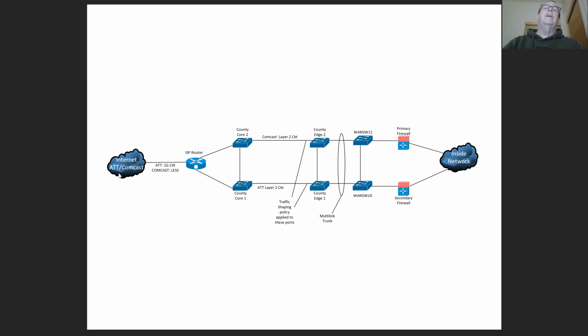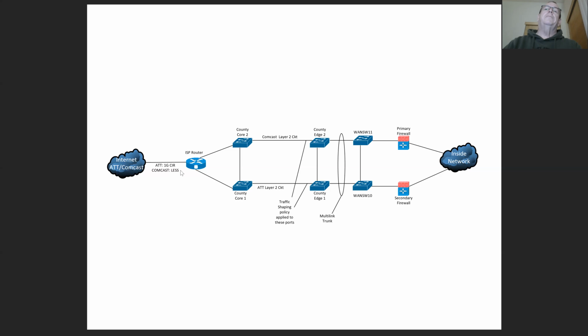So you see we have two connections here. I mean, we have two internet providers listed. We do have two internet providers, AT&T and Comcast. AT&T gives us a 1 gig connection to the internet, and Comcast, I don't remember what it is. That's why I just say less. It's like 500 meg or something like that.